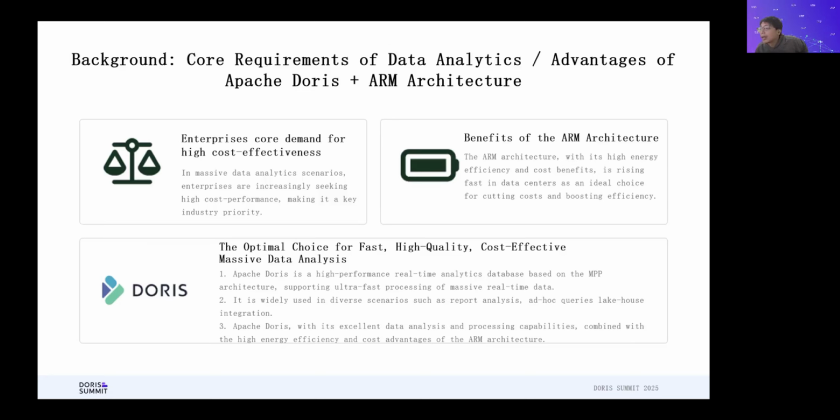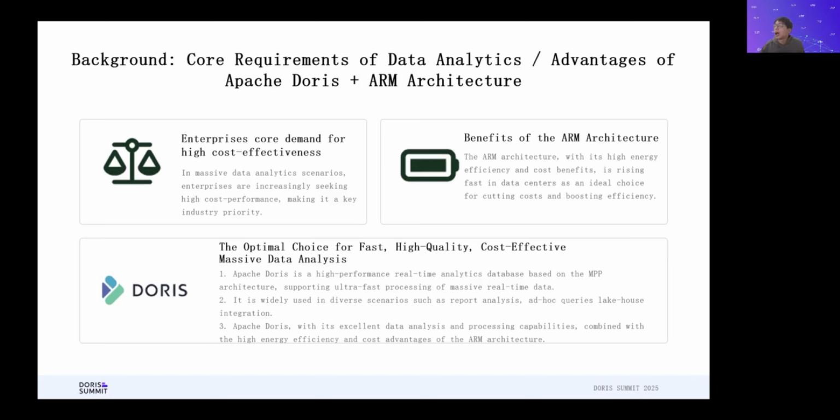Now, let's look at the ARM architecture. It stands out with its high energy efficiency and cost benefits. These advantages are making ARM rise rapidly in data centers, and it's become an ideal choice for enterprises to cut costs while boosting efficiency. And Apache Doris is an optimal choice for faster, high quality, and more effective data analysis. Here are three key reasons.